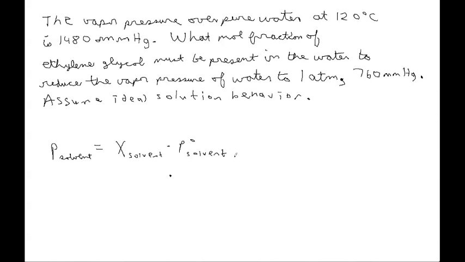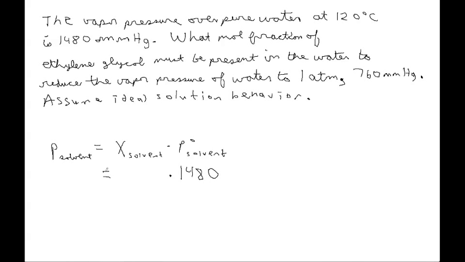All right, so let's try again. I think there were some mistakes in the numbers we were plugging in here. What number should we plug in here for this symbol, for this problem? 1480. Right. Because we have to use the vapor pressure of the pure solvent under these conditions.